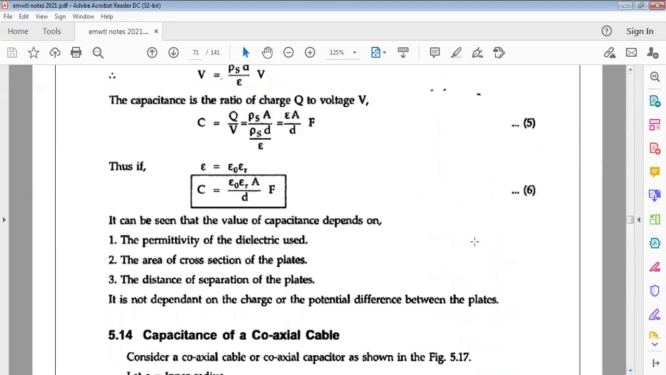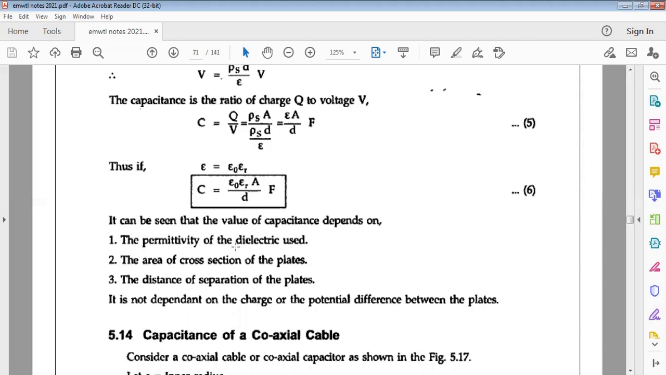So it can be seen that the value of capacitance depends on the permittivity of the dielectric used, the area of cross section of the plates, and the distance of separation of the plates. It does not depend on the charge, or on the potential difference between the plates.